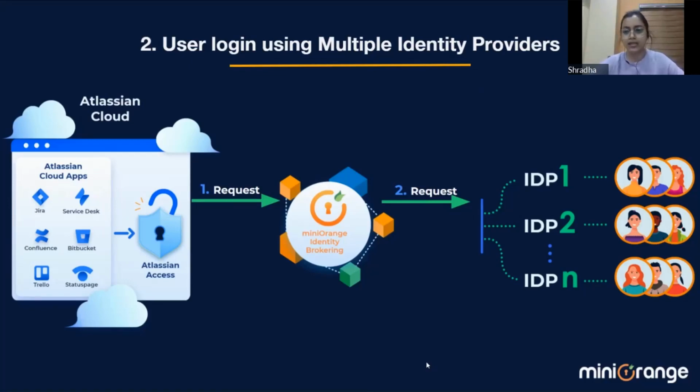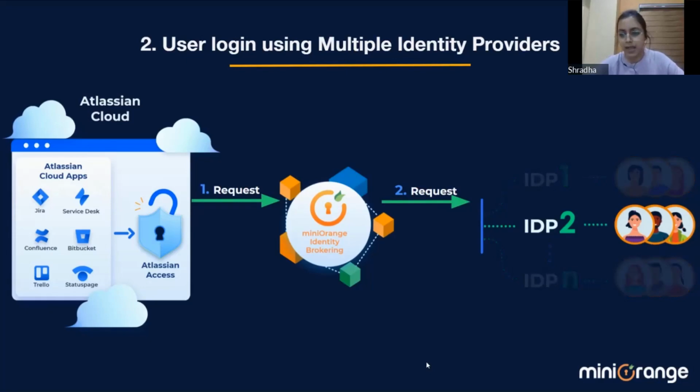On successful authentication, the identity provider would send back the SAML response to miniOrange. Now, miniOrange will process the response and generate its own response for Atlassian Cloud. Atlassian Cloud would read the response and let the user log in for accessing the Atlassian applications such as Jira Software and Confluence.